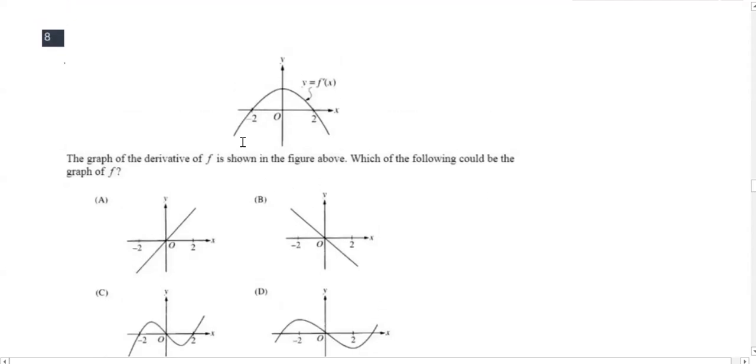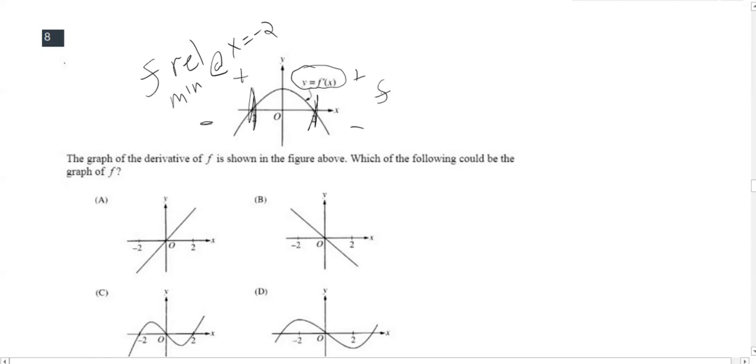So number 8, the graph of the derivative of f is shown, so be careful. The graph they give you is f prime. Which of the following could be the graph of f? A couple things I want to notice here. The derivative changes sign at negative 2 and 2. So it goes from negative to positive. So I know f will have a relative min at x equals negative 2. And the derivative changes from positive to negative at 2. So f is going to have a relative max at x equals 2.